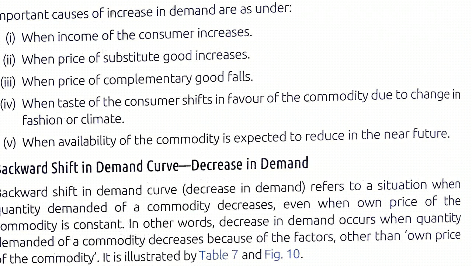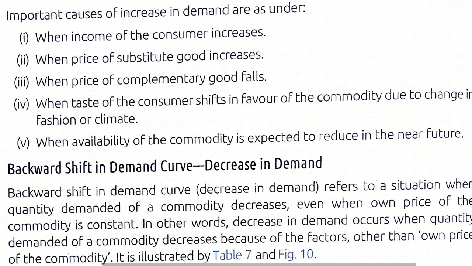Suppose today you get a news that next month onion will be sold in the market at 50 rupees per kg, then it may happen that at the same price today you will purchase lots of onions and suddenly the demand for onions will increase. So these are the factors behind increase in demand, due to which the demand curve shifts rightwards.